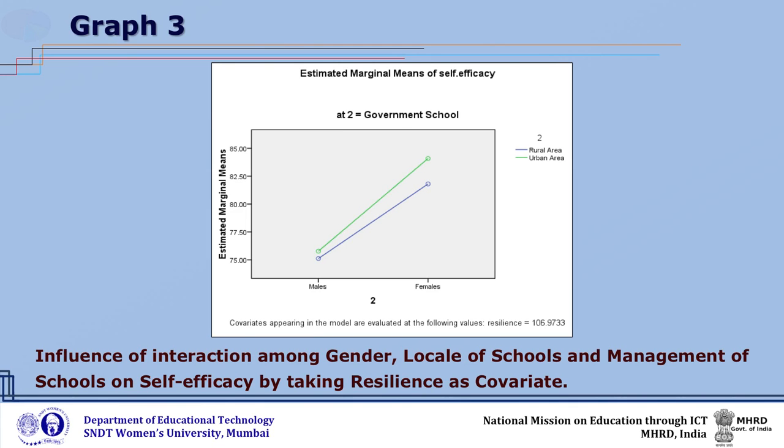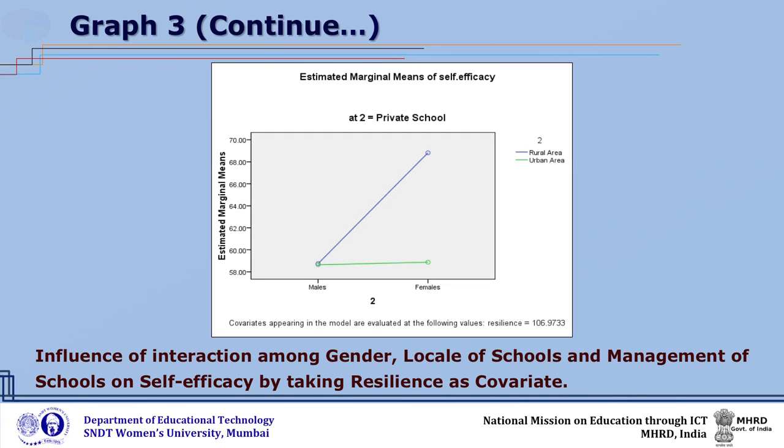From graph 3, in case of students studying in government schools, it can be observed that with change in gender from male to female, self-efficacy of students studying in government schools situated in rural and urban area increased. Female students studying in government schools situated in rural as well as urban area had higher self-efficacy as compared to those of male students. Lastly, female students studying in government schools situated in urban area had higher self-efficacy than those studying in government schools situated in rural area.